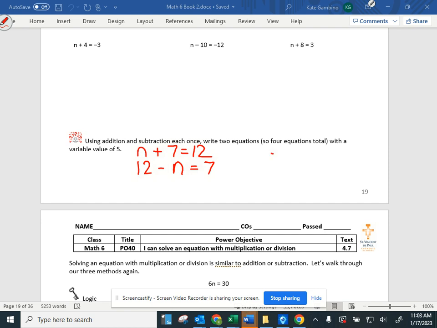You need to come up with your own set. So you can write down the one that we did right now in class. Then you need to come up with your own set with an adding and a subtracting. The variable, your n, has to equal 5. So when it says the variable is 5, it's not the answer to your equation is 5, it's your variable is 5. Any questions on today's math?